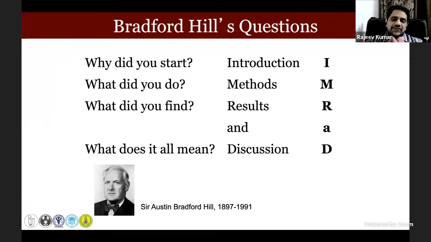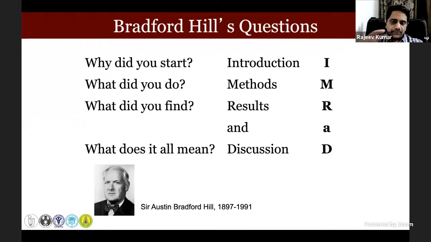Once you've satisfied yourself that I have something to say and I will stick to the golden rules, now you need to understand how you devise the structure of your paper. The structure of a paper is very beautifully defined in what we call the Bradford Hill questions. Sir Austin Bradford Hill was somebody who not only made these questions, but also gave us the association between smoking and lung cancer.